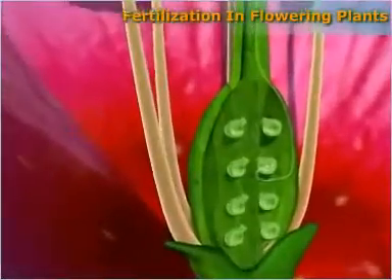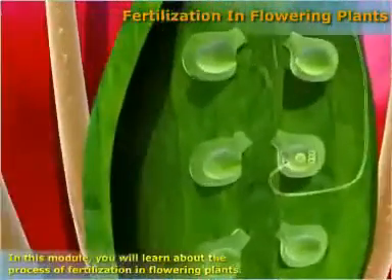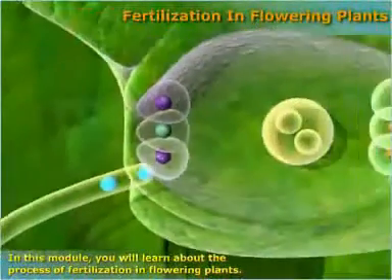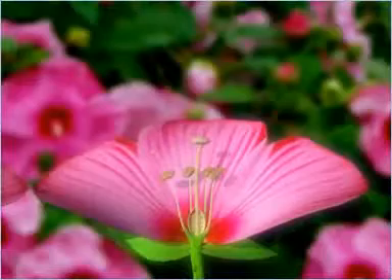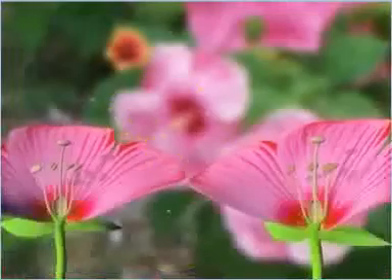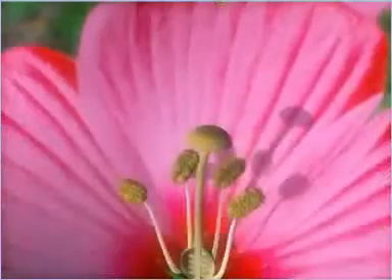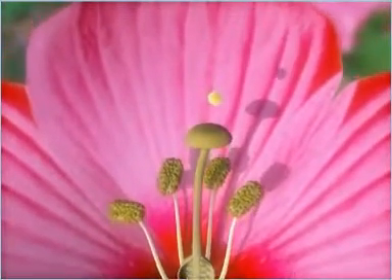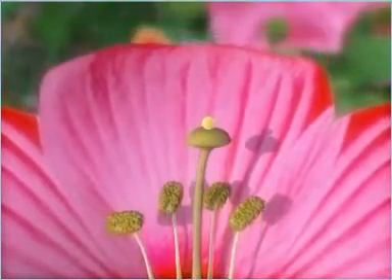Fertilization in flowering plants. In this module, you will learn about the process of fertilization in flowering plants. Fertilization in flowering plants is defined as the fusion of a pollen grain with an ovule to form a diploid zygote, which later develops into an embryo.